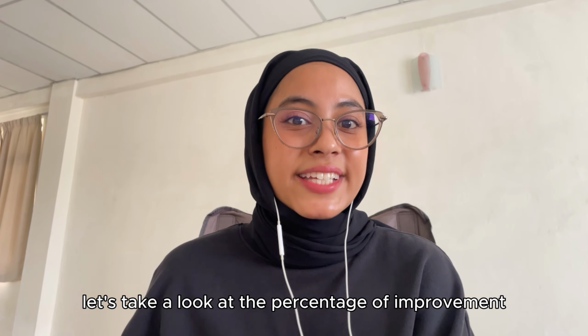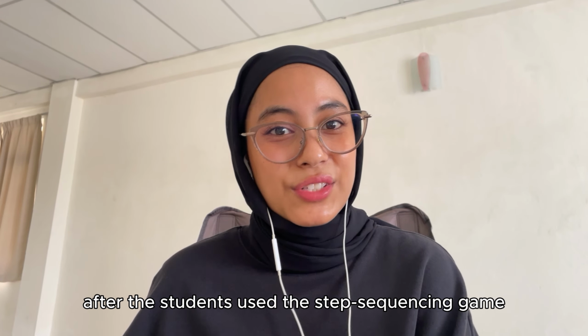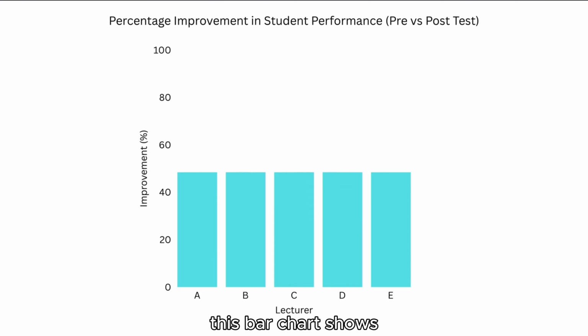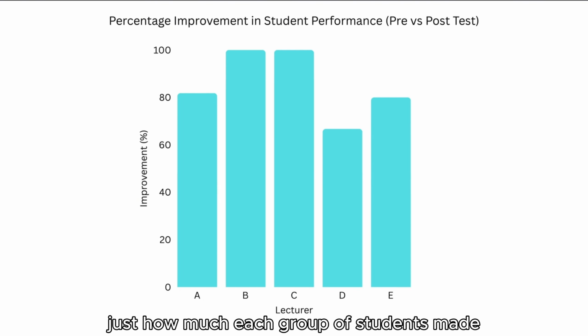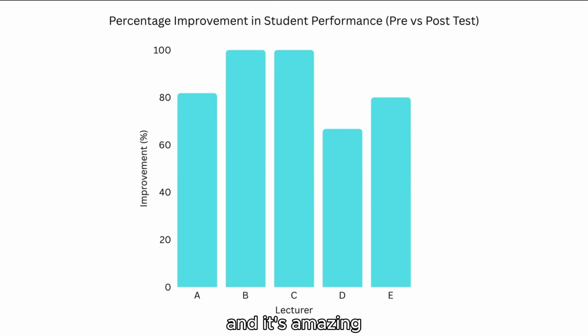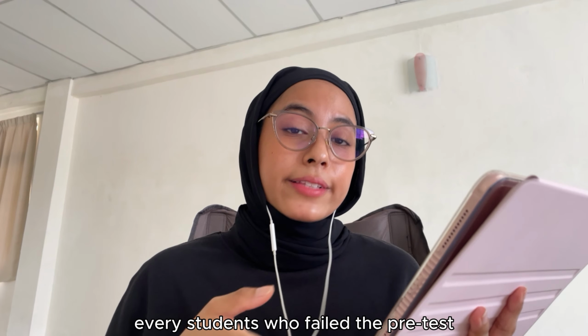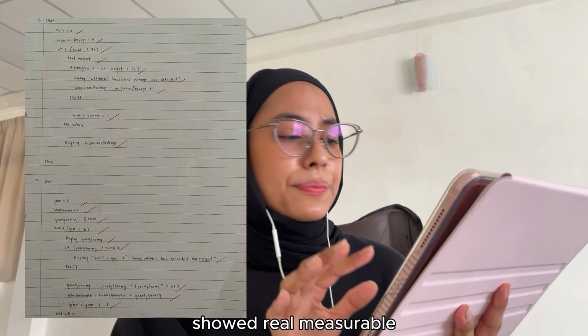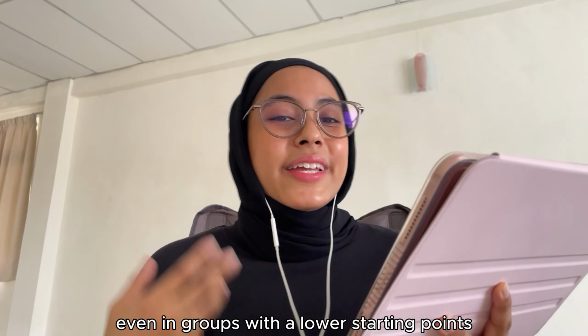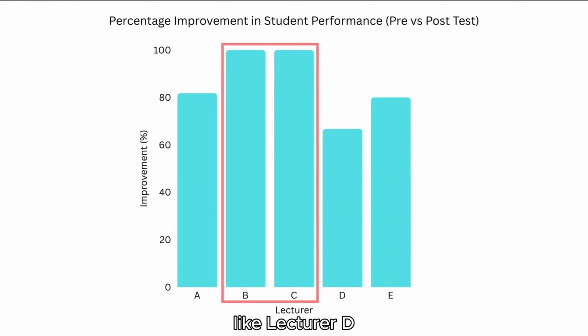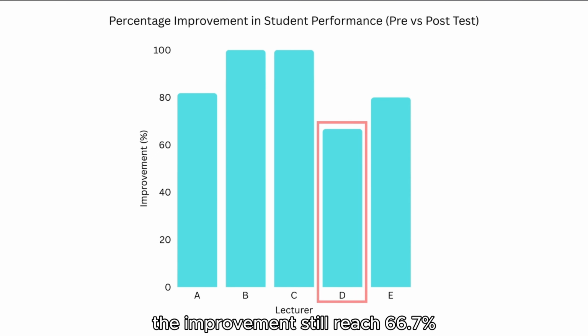Now, this is the exciting part. Let's take a look at the percentage of improvement after the students used the step sequencing game. This bar chart shows just how much progress each group of students made, and it's amazing. For example, lecturer B and C had a 100% improvement rate, meaning every student who failed the pre-test showed real, measurable progress in the post-test. Even in groups with lower starting points like lecturer D, the improvement still reached 66.7%, which is still a major win.